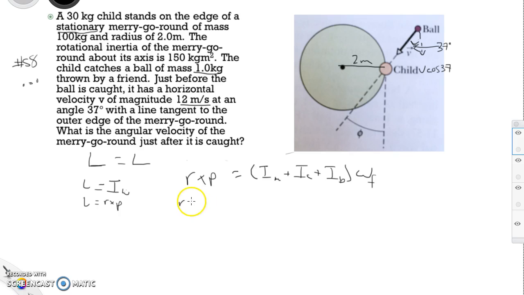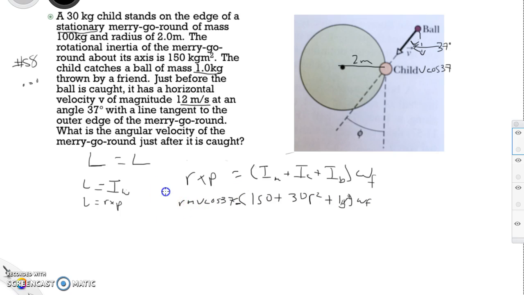Let's redo that order. The radius times the mass times the velocity times cosine of 37 is equal to the moment of inertia of the merry-go-round, which is 150. For the moment of inertia of the child, we treat the child as a point, so that would be 30 times r squared. We do the same thing for the ball, so that's 1 kilogram times r squared, times omega final. This should be an equal sign right there.